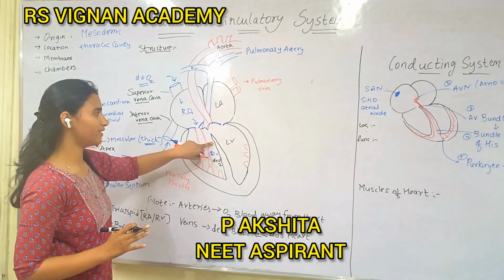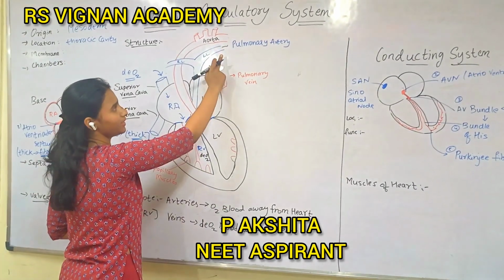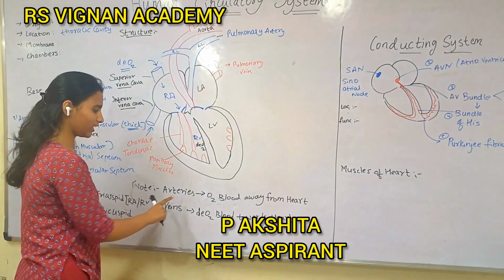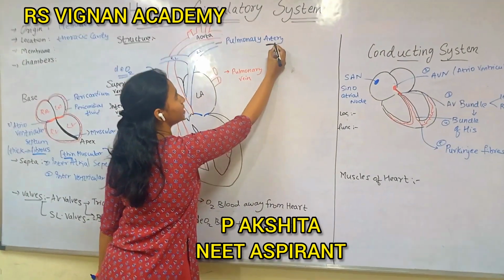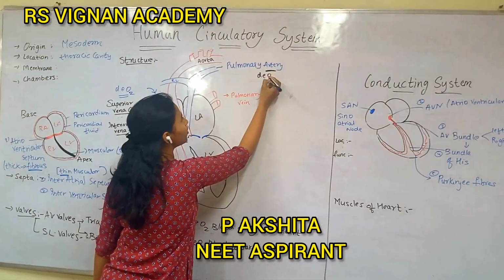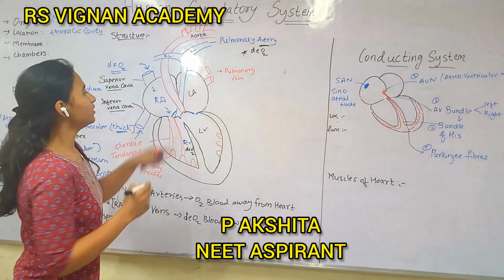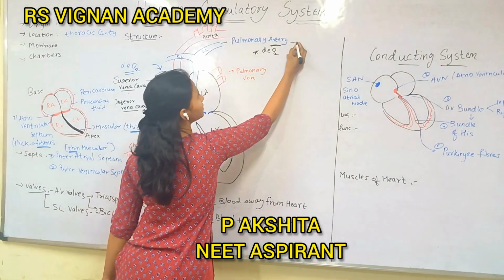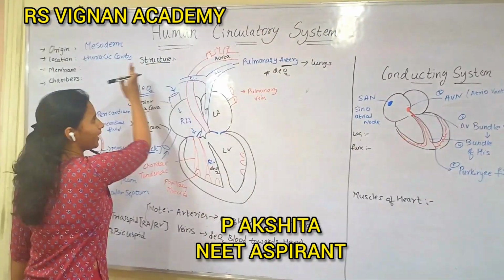So from the right ventricle, the blood flows into the pulmonary artery. Here is one exception. I have earlier said that arteries will carry oxygenated blood. Even though this is an artery, here it is carrying deoxygenated blood. That is the exception which we need to remember. Now this deoxygenated blood is being carried to the lungs. Here, left lung and right lung.